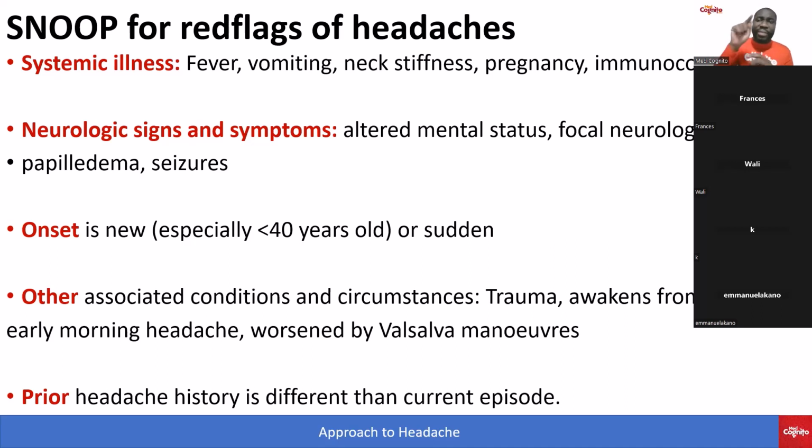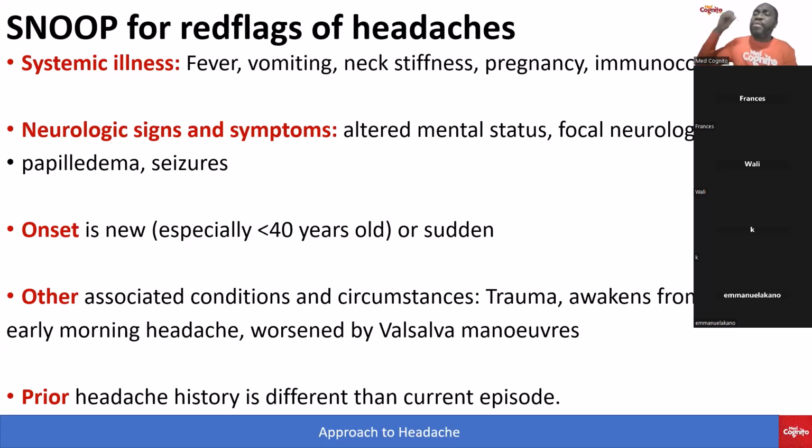So another red flag I want to watch out for is altered mental status. Headache plus altered mental status, red flag. Headache plus focal neurologic signs, red flag. If I look into the person's eyes, headache plus papilledema, headache plus altered mental status, what diagnosis should come into my mind? Raised intracranial pressure. What else? Meningitis, encephalitis. What else? It could even be subarachnoid hemorrhage, or even a stroke, right?